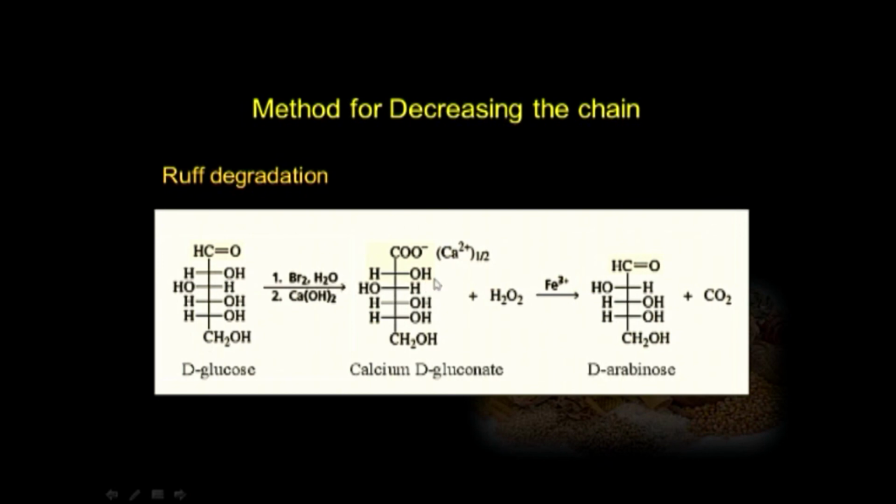This is lost as carbon dioxide and the next carbon gets oxidized into aldehyde. So the chain is reduced by one carbon. So the next carbon, number 2, has been converted into aldehyde. This reagent, hydrogen peroxide in presence of ferric ions, is also known as Fenton's reagent. This is a mild oxidizing agent, and here it is oxidizing this group to aldehyde with the loss of carbon dioxide from this carbon.